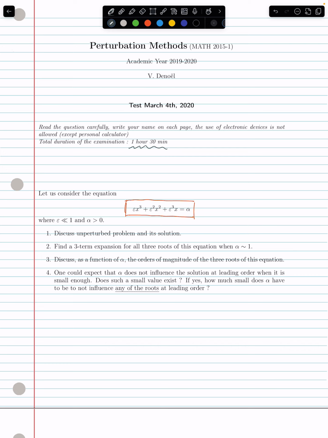And this is how this is stated. So let's consider the equation. We know that epsilon is a small number. We know that alpha is a strictly positive number. Okay, read carefully the statement. That is always very important.